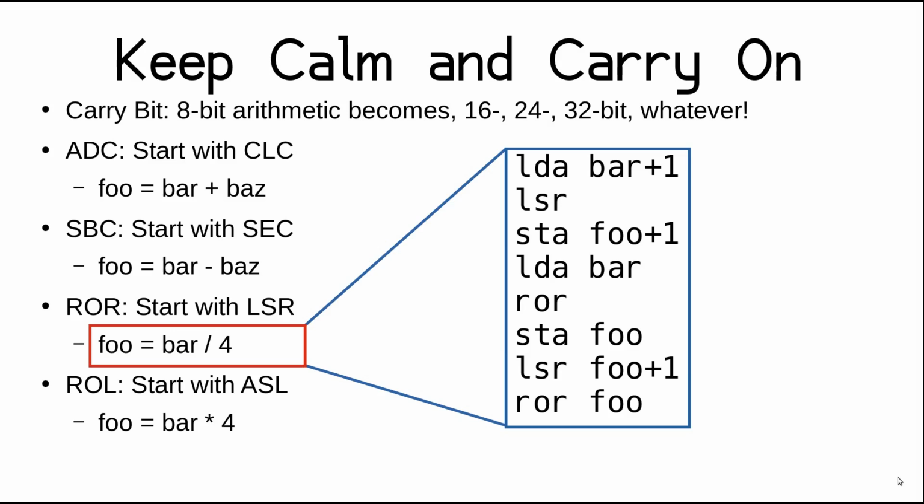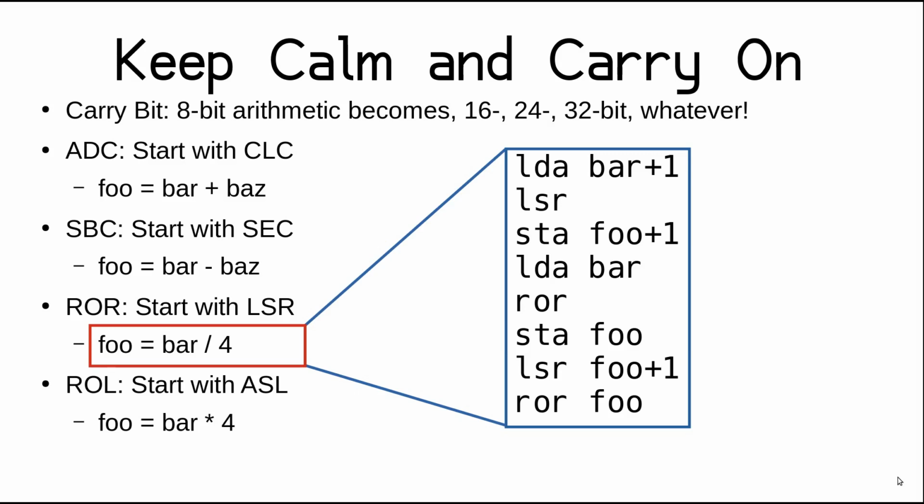Here we see how we can take one little endian 16-bit value and have it divided by 4 and stored in another 16-bit location. We take the high byte of the original value and do an LSR and store that to the high byte of the target value. Then we take the low byte of the original, do an ROR, and store that in the low byte of the target. At this point, the target value has the original value divided by 2.